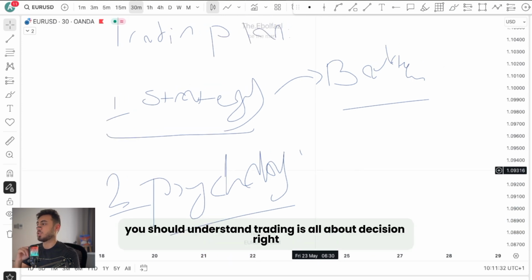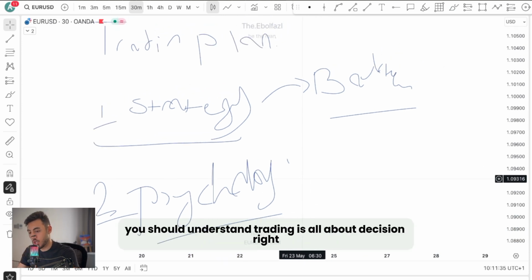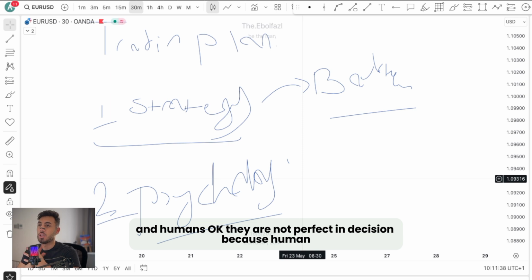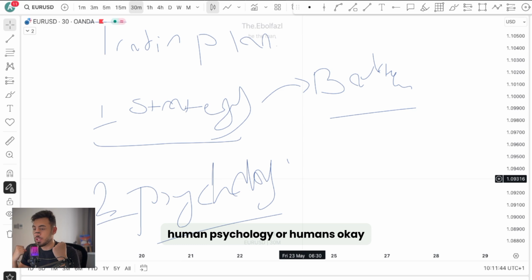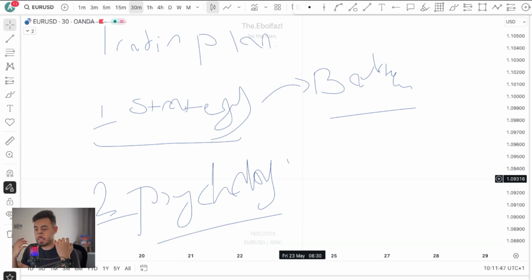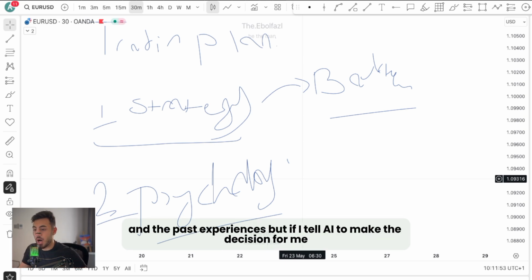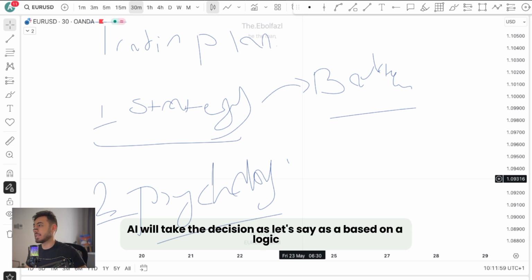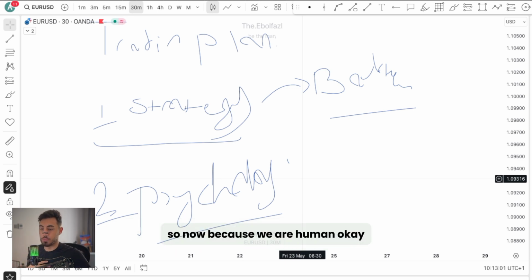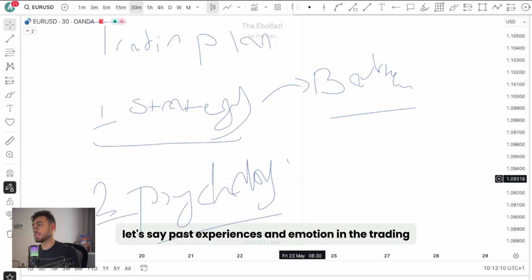Because what does a trading plan mean, to be honest? Guys, you should understand trading is all about decisions, right? And humans are not perfect at decisions, because human psychology starts and takes a decision based on emotion and past experiences. But if I tell AI to make the decision for me, AI will take that decision based on logic. Because we are human, I can say 99% of our decisions are based on past experiences and emotion.